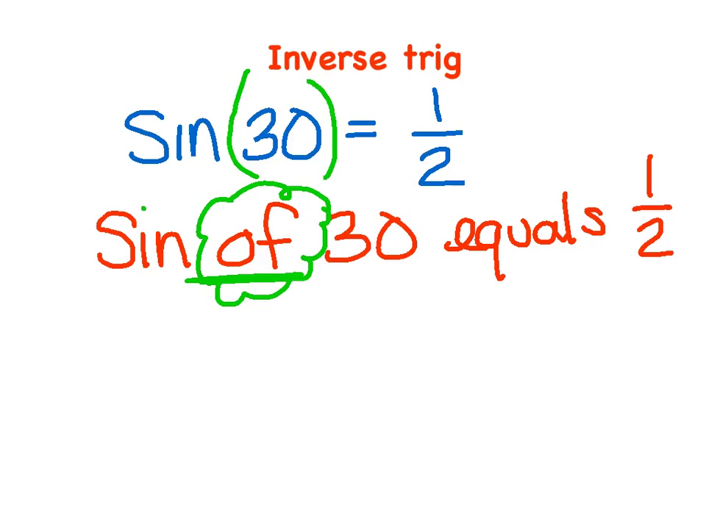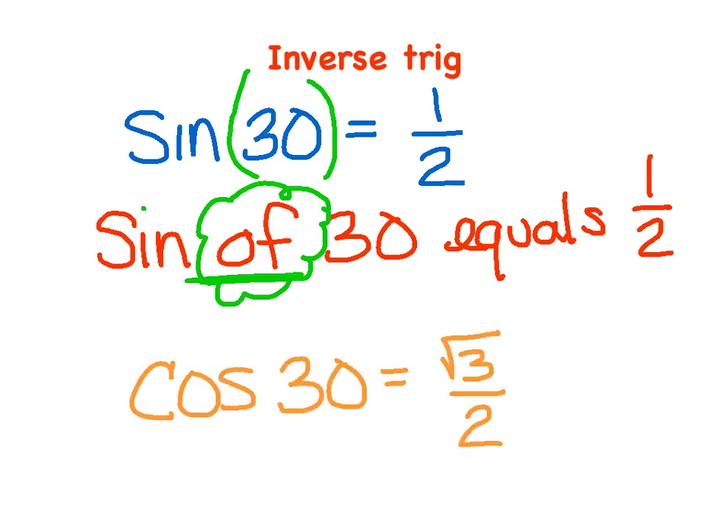So let's get used to saying it correctly. Next example, cosine, and again I'm going to say "of," so put your parentheses in, of 30 equals radical 3/2. So I just want to stress that word "of" again.